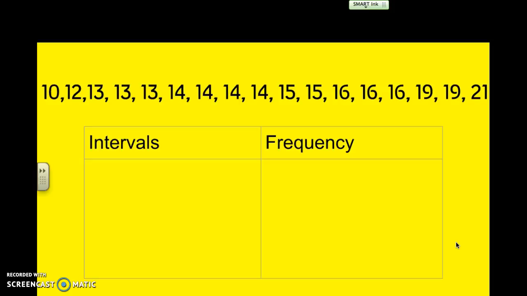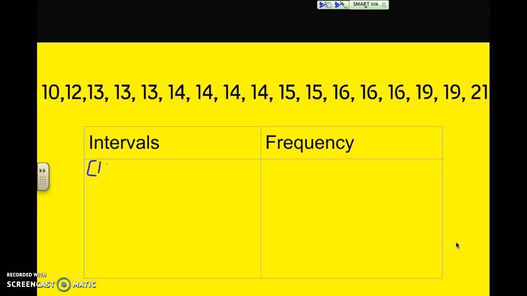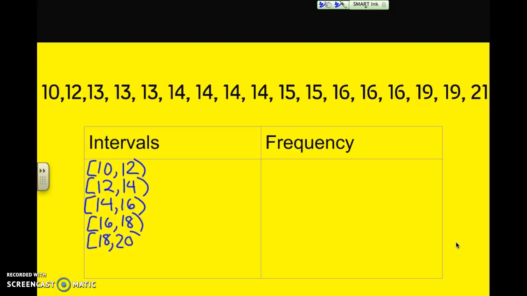So what you're going to do is take your bracket, and we're going to start at 10, comma, to 12 in parentheses. Remembering that brackets mean you include it, parentheses mean you don't. So again, you start with a bracket, 12, go to parentheses. And then even though we don't have 22, we're going to include it so that we can get 21.